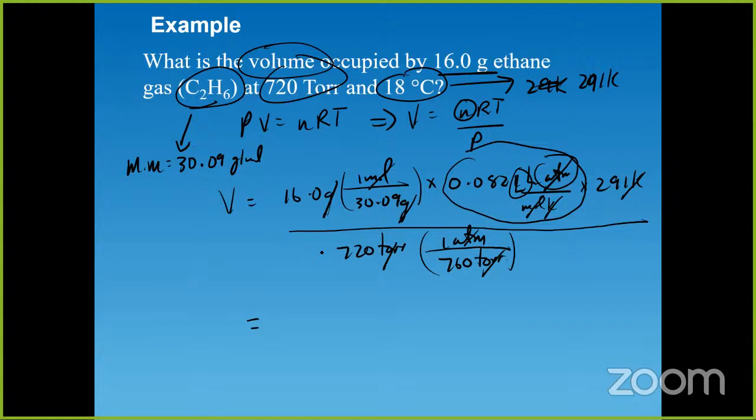So 16 divided by 30.09 times 0.0821 times 291, and then divide by 720 times, not times, but divided by 760. Okay, so correct me if I'm wrong, but what I have here in front of me is 13. Actually, I'll round to 2 sig figs because of the 720 here. So it would simply be 13, and the units here would be liters. All right, so that's basically what I got.